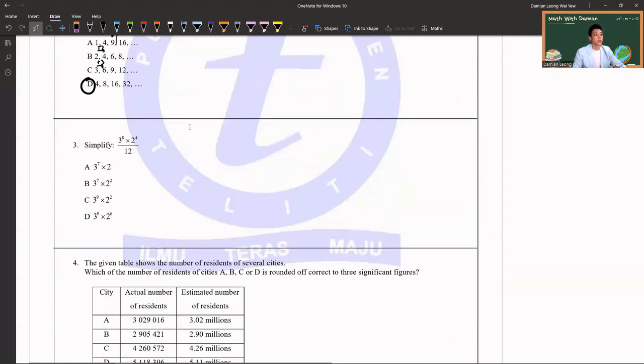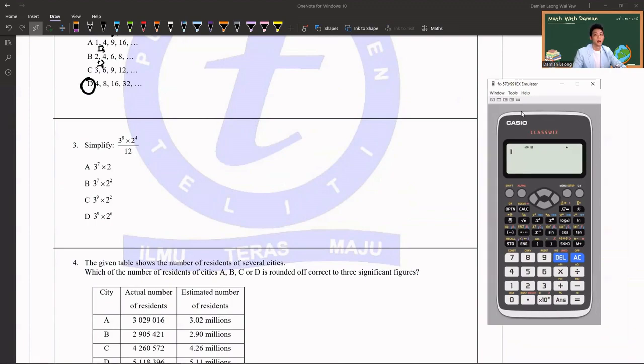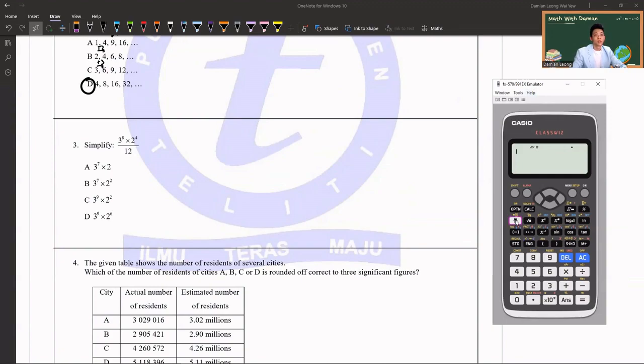Question 3, index, where we want to simplify this index. Even in this question, if you want to use a calculator, if you're using the ClassWiz calculator, you can actually do this quite easily. Put it in the fraction form, times 2 to the power 4 over 12. I just press equals, and then I use the prime factorization function, shift degree button. See? Straight away, I can get the final answer, 3 to the power 7 times 2 to the power 2.